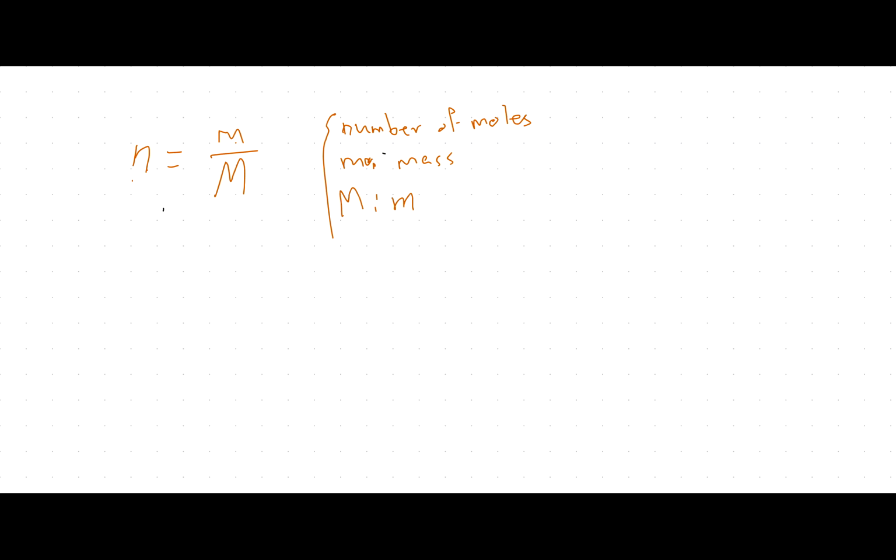What is the unit of the number of moles? It is mole, M-O-L. The unit of the mass is GR, gram. The unit of molar mass is gram per mole, because it's the relation between the gram and the mole, between the mass and the number of moles. Usually, in a very easy way, we ask you to find the number.